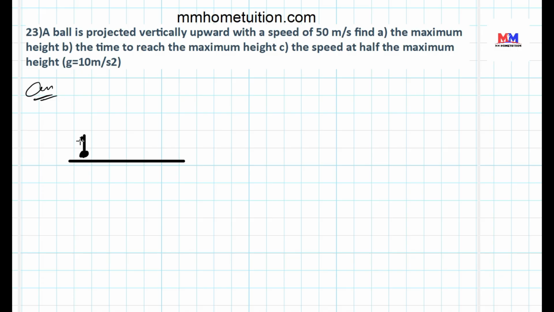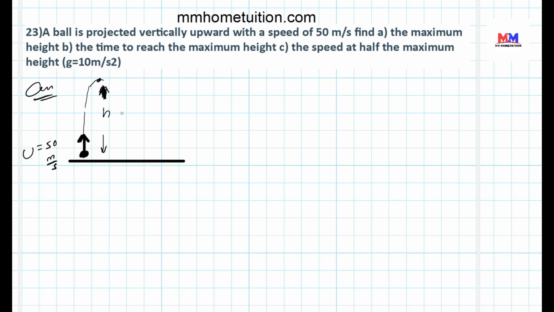Ball is projected vertically upward with what speed? 50 meter per second. The ball is projected vertically upward with a speed of 50 meter per second. Find the maximum height. So we have to find the maximum height.